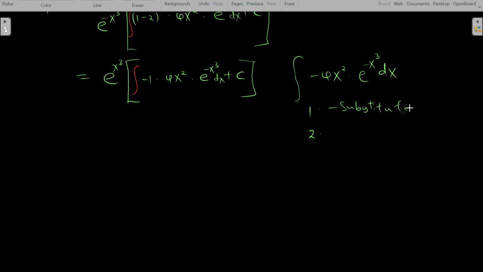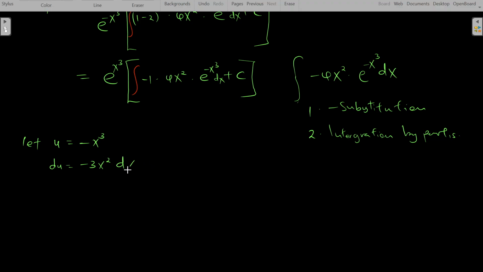Okay, in this tutorial I will use the substitution method, though we can also use integration by parts. Because we are conversant with integration by parts, I'll use substitution, where I let u equal negative x cubed. So if I get my du, I should get negative 3x squared dx.